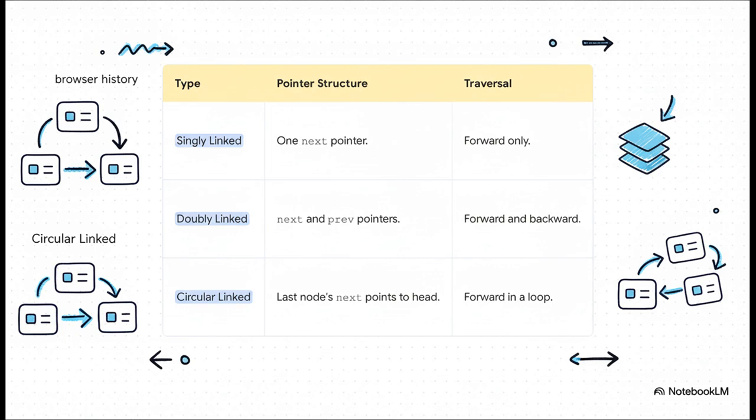Then, things get a little more interesting with a doubly linked list. Here, each node has two pointers, one to the next node and another to the previous one. This is a game changer because now you can go forwards and backwards. And finally, you've got the circular linked list. This one's kind of cool. The last node, instead of pointing to nothing, points all the way back to the beginning, creating, well, a circle.